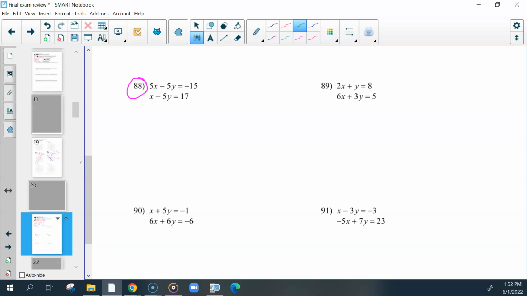Number 88. For this one, we do not have something that's already solved for us. So we're going to have to solve one of these equations so that it equals x or y. I would say look for anything where the variable is by itself. Use that one, solve for that one. So if I'm solving for this one, I'm going to solve for x and get rid of my 5y, and move it to the other side. So I have x equals 5y plus 17.